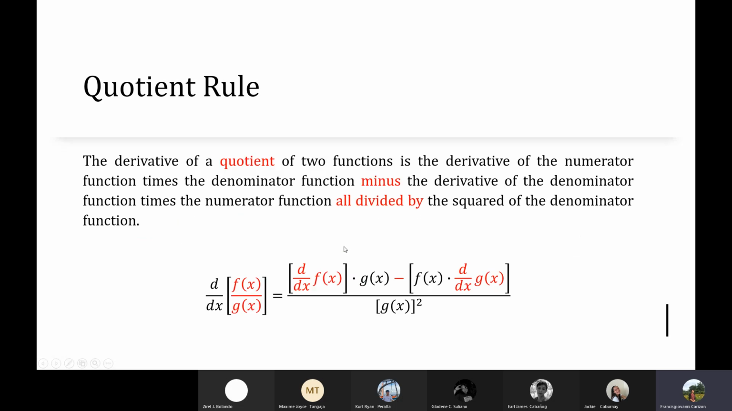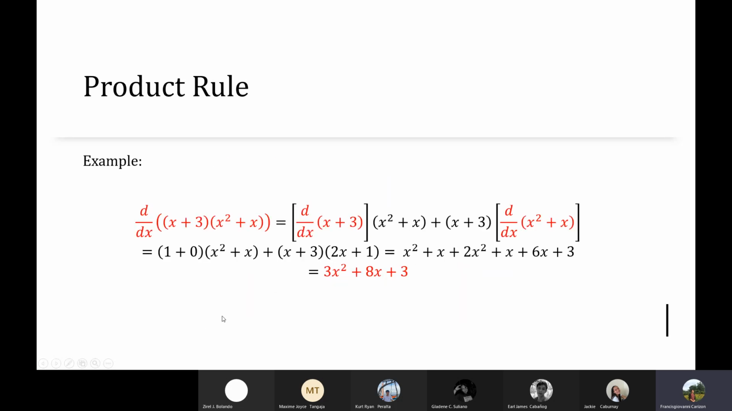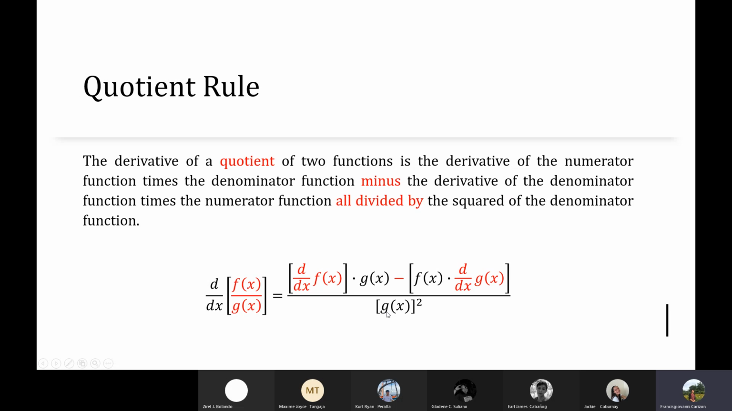Next is the quotient rule. It's similar to the product rule, but with some changes. The derivative of a quotient of two functions is the derivative of the numerator function times the denominator function minus the derivative of the denominator function times the numerator function, all divided by the square of the denominator function. So at this point we have f of x and g of x, just divided. The first function is f of x, the numerator, and the second function is g of x.